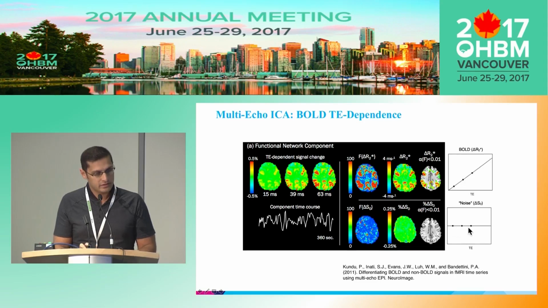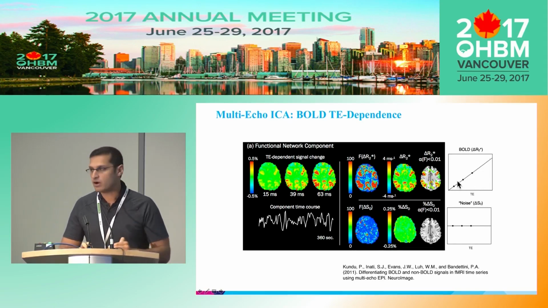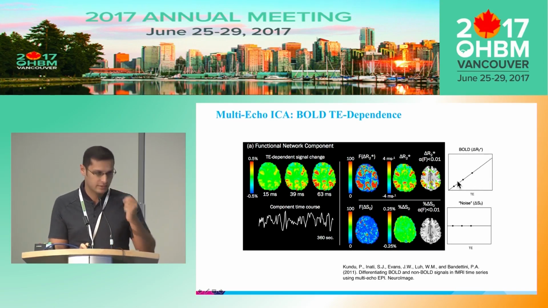So we're going to go back to the story of the line and the story of the two lines, the slope versus the flat line. What I said before is that if you have a functional change, a BOLD-related change, the percent signal change of the effect will scale linearly with echo time, right? Whereas if it's an artifact, percent signal change will not scale linearly with echo time.